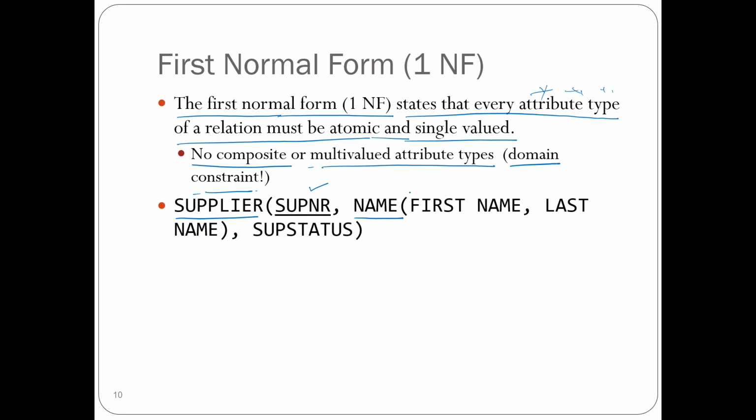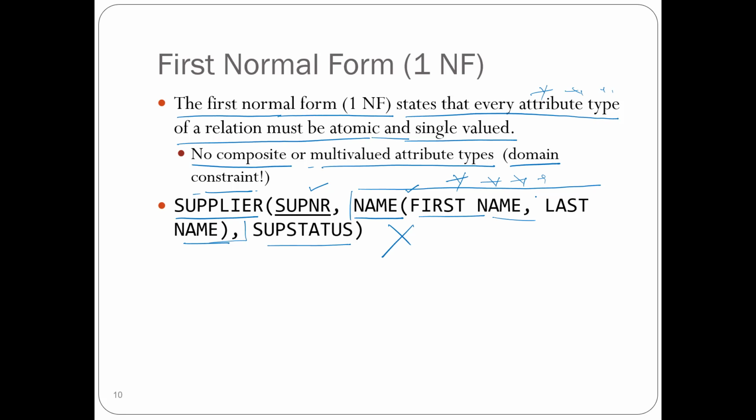For name we are using this notation because it is composite. Name has the first name and the last name and the supplier status. Okay, so is it in the first normal form? No. Why? Because of the second attribute type that we have, which is composite here, right? So the culprit is over here, the name. The name attribute type of supplier is the reason why the supplier relation is not in first normal form.